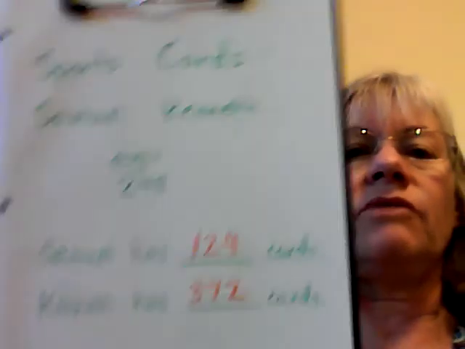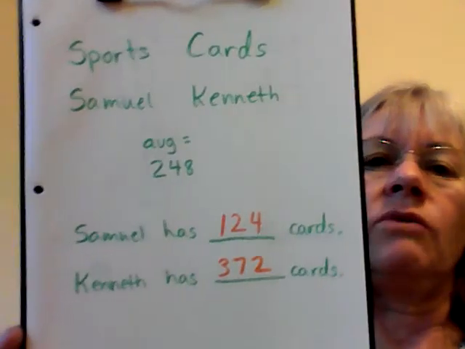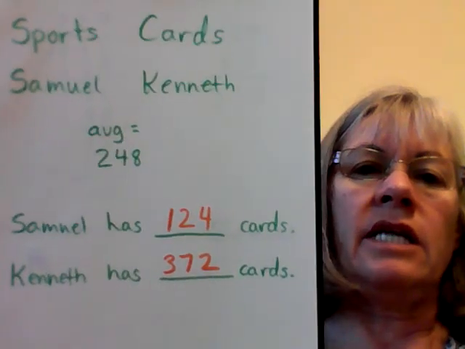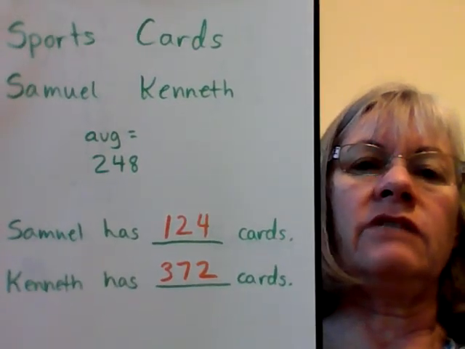Now returning to the original question posed by the problem, it says, how many cards does each boy have? And now that we have done the calculations, we can see that Kenneth, make sure I'm correct, has 124 cards, and Samuel has 372. So the final solution, along with the bar model and all the calculations, would look like this. Kenneth has 124 cards, and Samuel has 372.